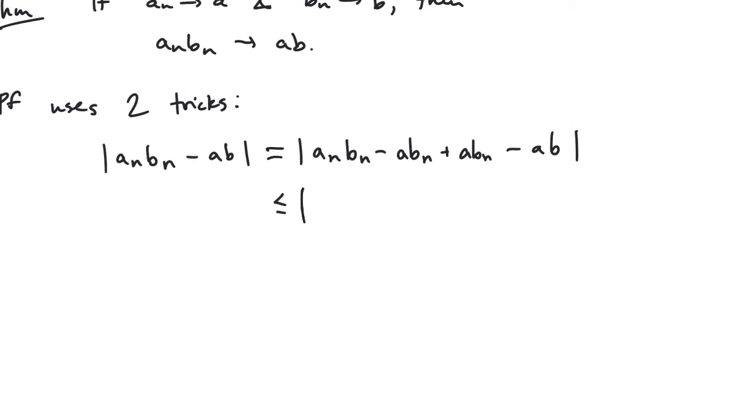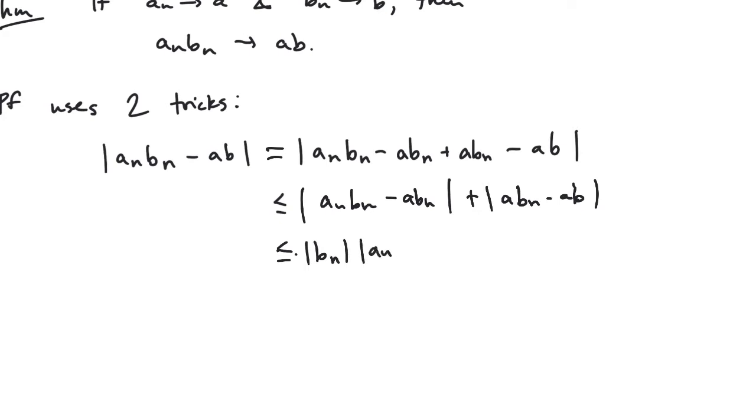And then you do the triangle inequality to split this up: an bn minus a bn plus a bn minus ab. And then from each of those you can factor. The first one I can pull out bn, so this looks like absolute value of bn times absolute value of an minus a. And from the second one I can pull out a. It has to come out with the absolute value. All right. So this is the first of what I said, the two tricks.